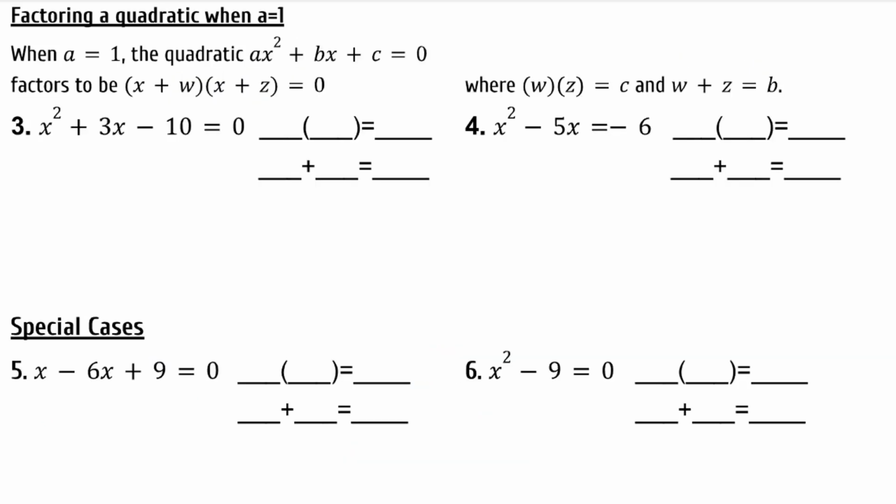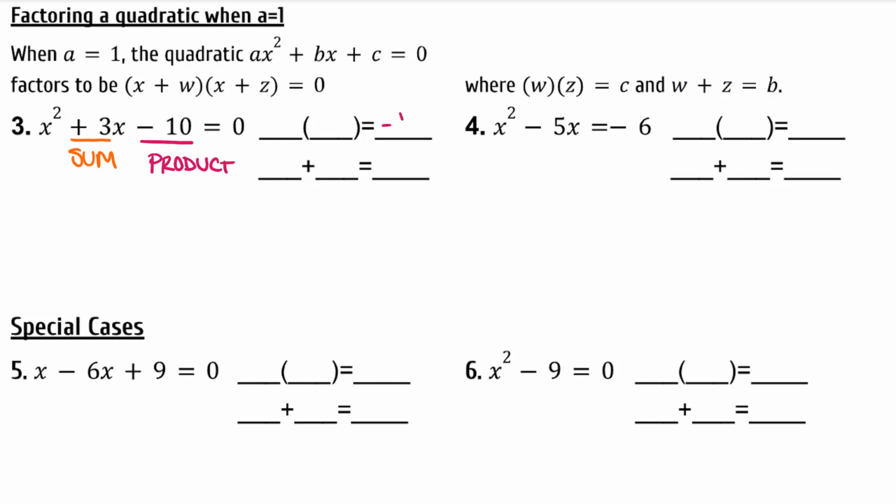How do we factor a quadratic when a is equal to 1? If you have a quadratic you can factor and a is equal to 1, this will factor to be x plus some number times x plus another number. The product of these two numbers is equal to c, and the sum of these two numbers is equal to b. So let me show you what I mean.